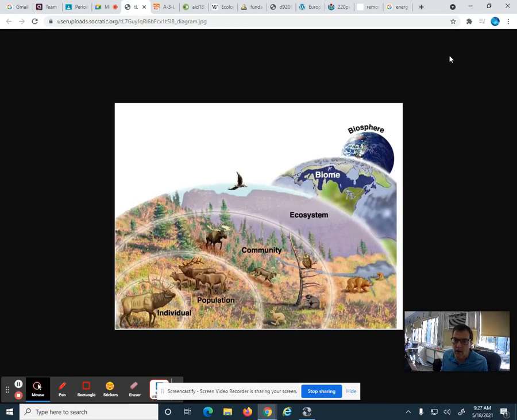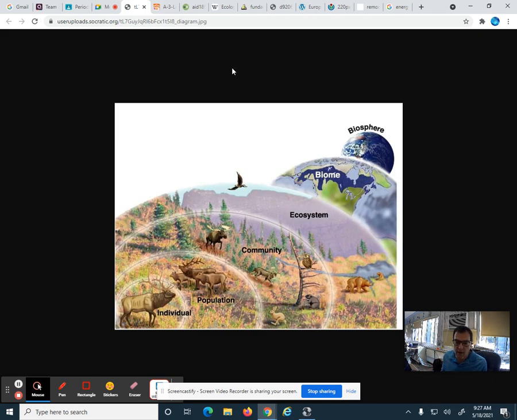Hi, everyone. So we're going to talk about ecology today. And the first thing you should understand, ecology is the study of living things and how they interact with the environment, right? So this first picture here is of the levels of ecology, how you level and understand and group things, right? In science, that's what we do.